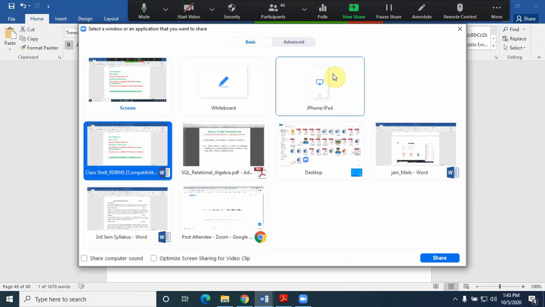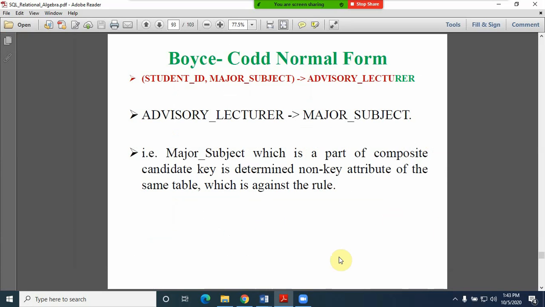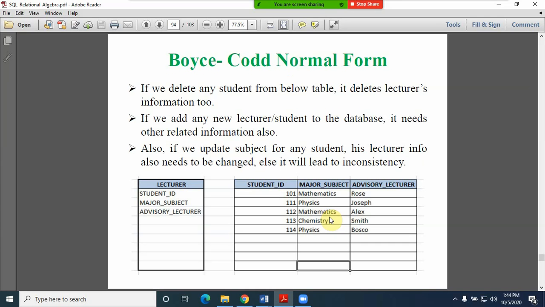Now you observe here in this particular example, as I am mentioning the advisory lecturer, that advisory lecturer column is the non-key, but this non-key is generating the partial key major subject, which should not be. So major subject, which is part of the composite candidate key, is determined by a non-key advisory lecturer, which is against the rule of the Boyce-Codd normal form, which is against the rule. And what is the solution for that? Solution is this one you observe.